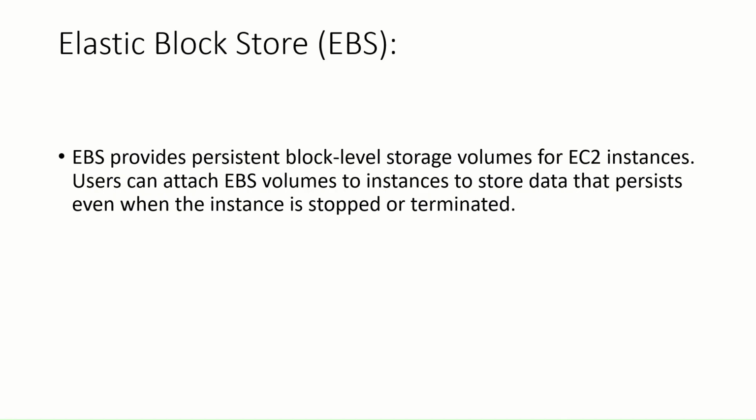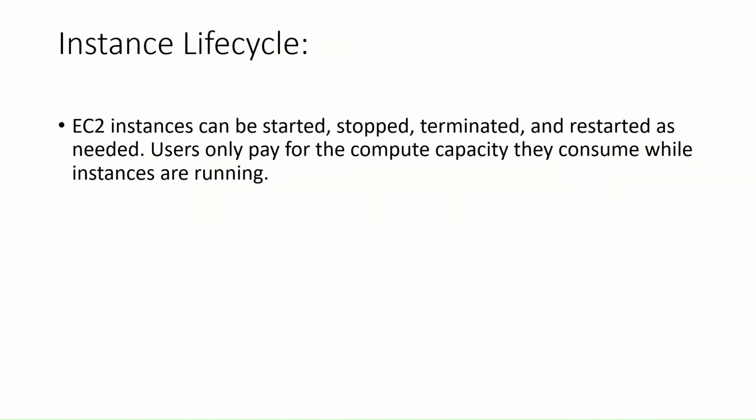Coming to the next term, which is Elastic Block Store. EBS provides persistent block-level storage volumes for EC2 instances. Users can attach EBS volumes to instances to store data that persists even when the instance is stopped or terminated. So this is extra storage, I would say, that is attached to the EC2 instances to carry out the additional work.